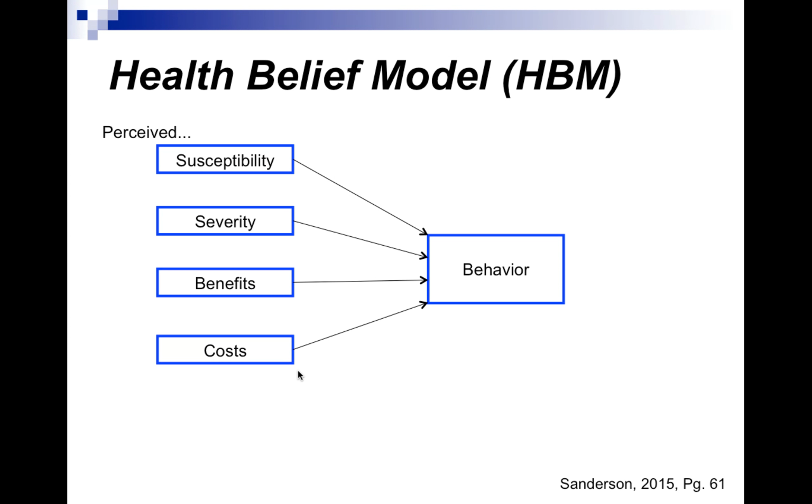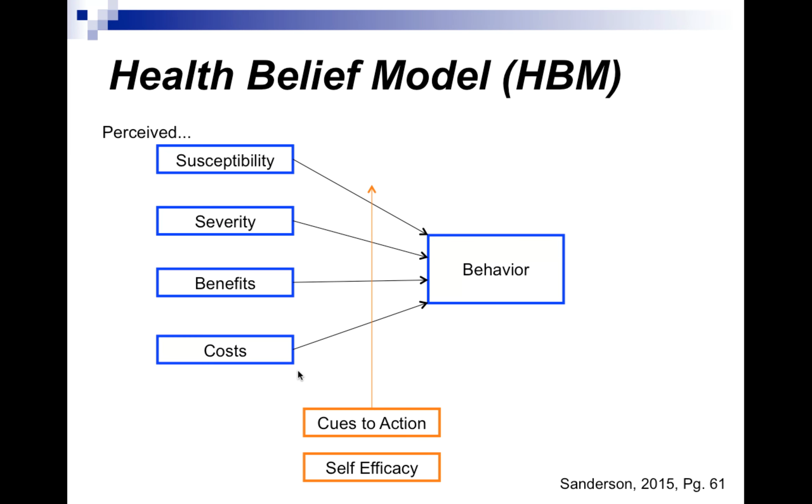So while the health belief model was originally developed for one-time behaviors like getting screened, it was then revised to accommodate lifestyle and long-term changes, such as consistent condom use and long-term smoking cessation. And therefore, what was added to the model were these ideas of cues to action to make a change and a person's self-efficacy.